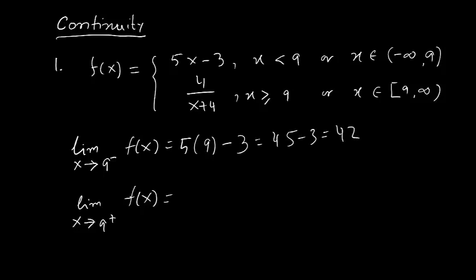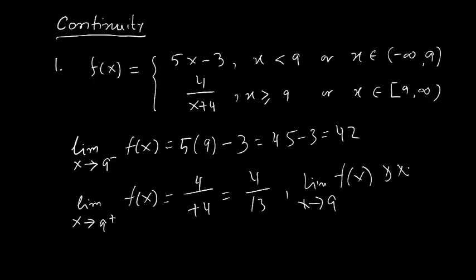Now, right hand limit, when x is bigger than or equal to 9, so when I'm talking about limit, I consider greater than 9. So plug it here. You have 4 over 9 plus 4. So you get 4 over 13. Now if you look at these two values, they're different. Immediately we say that limit x approaches 9, f of x does not exist. And we have two different values here. So in this case we call it jump discontinuity.